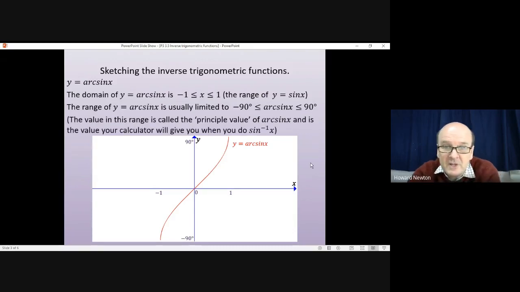The value in this range is called the principal value. That's the value between minus 90 and plus 90. And it is the value that your calculator will always give you if you do inverse sine. If you need other values, you'll have to find them yourself. Your calculator won't do that for you.